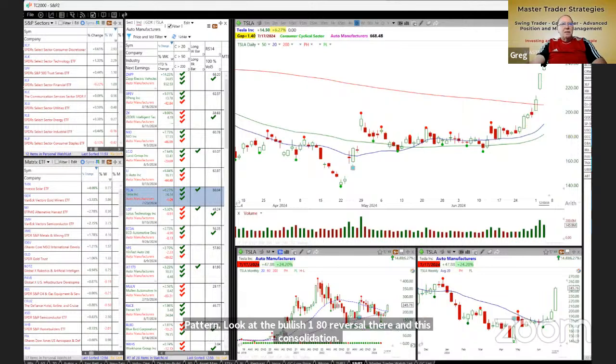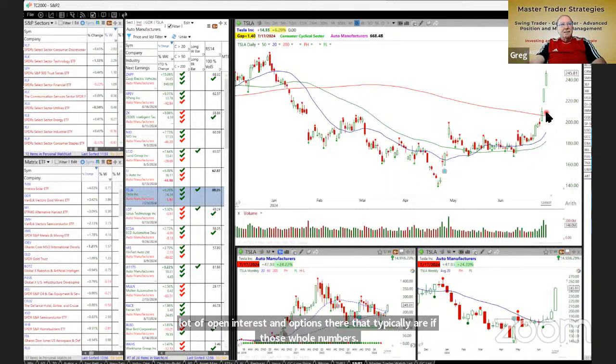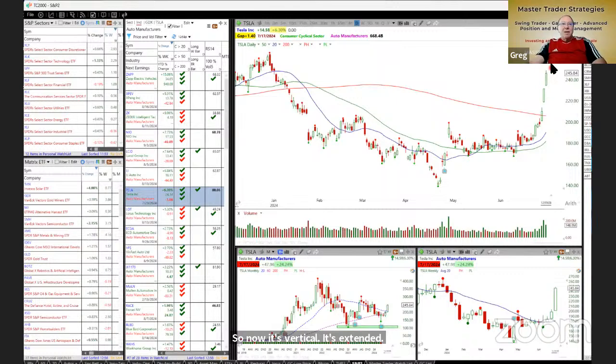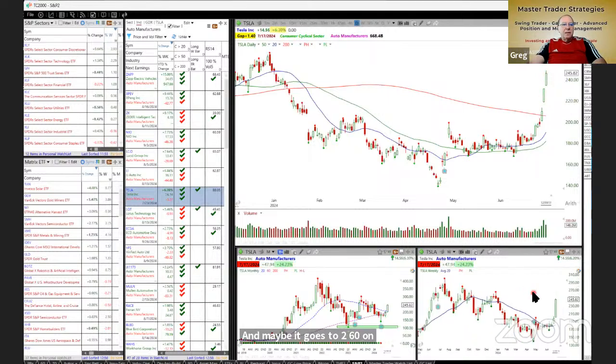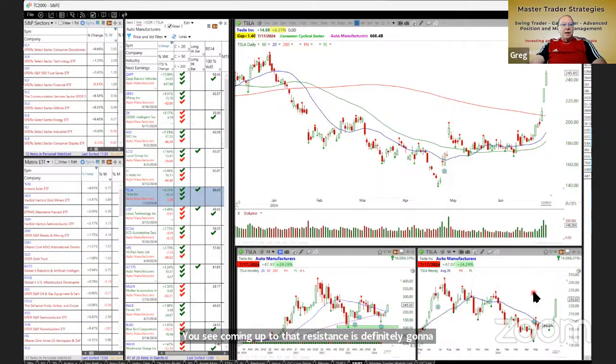And once it hits the 250, there's probably a lot of open interest and options there that typically are at those whole numbers. So now it's vertical, it's extended, but extended, it could get more extended. Maybe it goes to 260 on Friday, but right now it's going straight up. And looking at the weekly, coming up to that resistance is definitely going to run into a wall there. But the monthly, a nice bottoming pattern, and if it can consolidate some gains over here, this should continue to go higher.